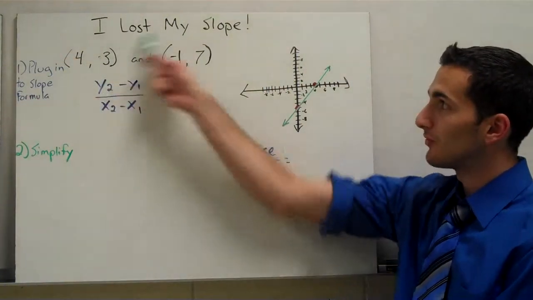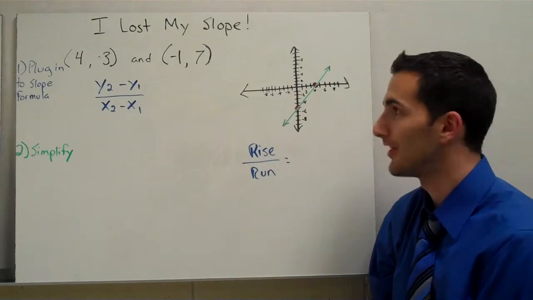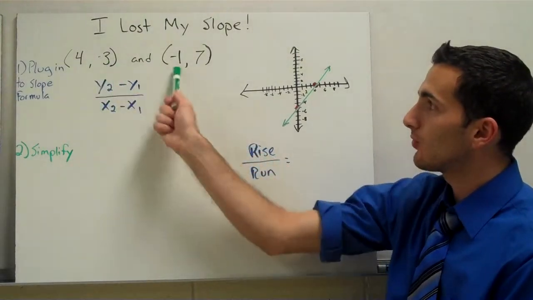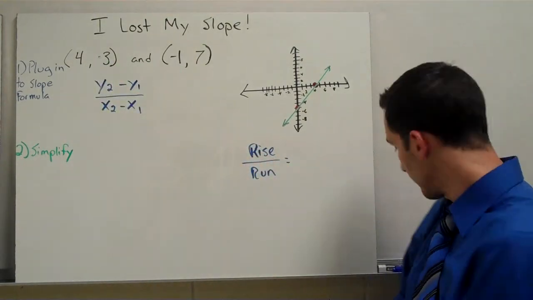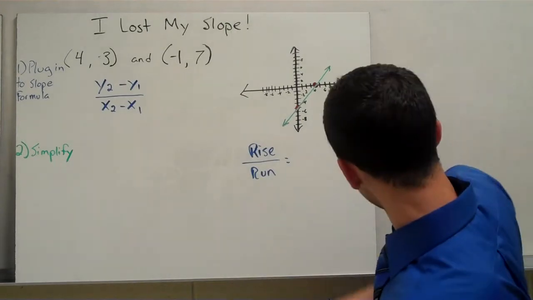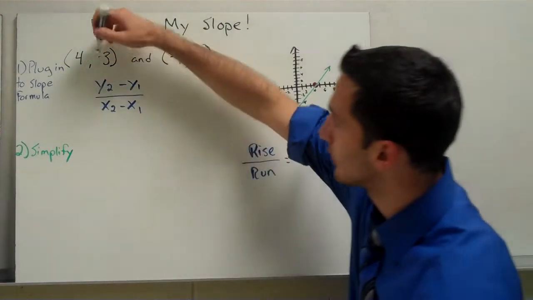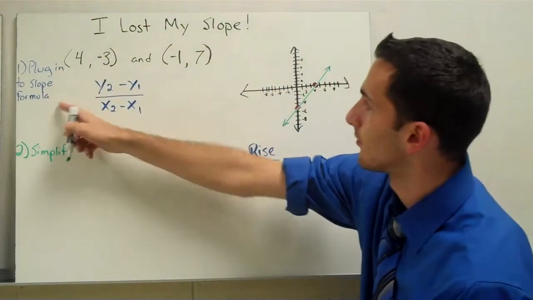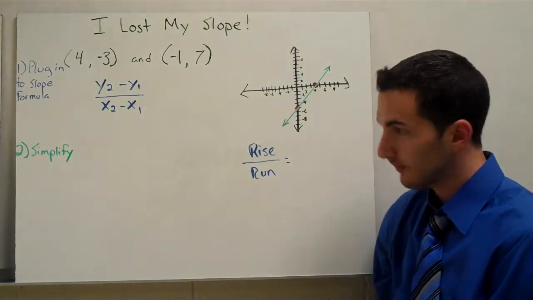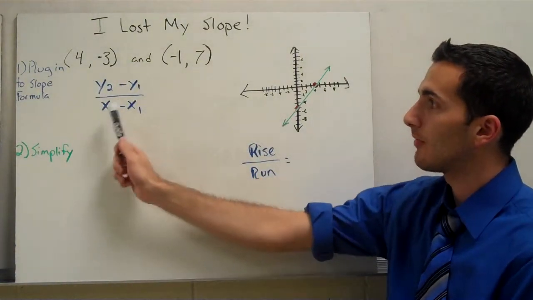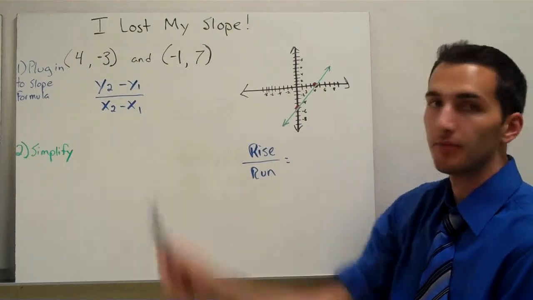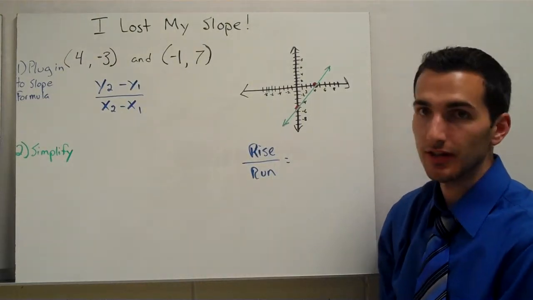Alright, what happens if you lose your slope? Well, I'm going to show you how to find it. So if you're given two coordinates and you've lost your slope and you need to find it, this is what you're going to do. You're going to use the slope formula to find your slope. The slope formula is y2 minus y1 over x2 minus x1. And here's how that works.